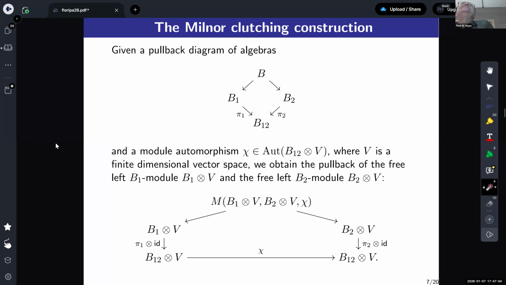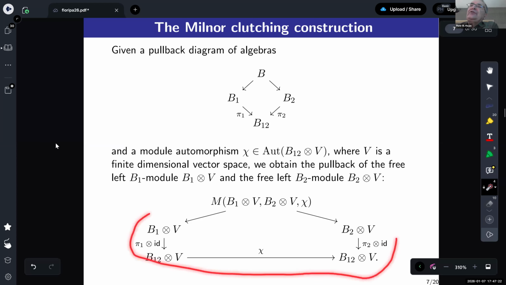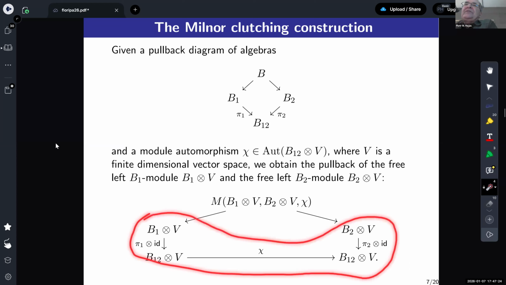Can you remind me what this M of B1 tensor V B, what this M is? Yeah, in fact, by definition, it's the pullback. This is exactly what I just explained. By definition, this is the pullback. Okay, I'm giving you two linear maps. One is the. I understand.